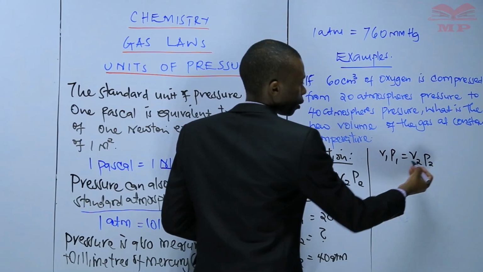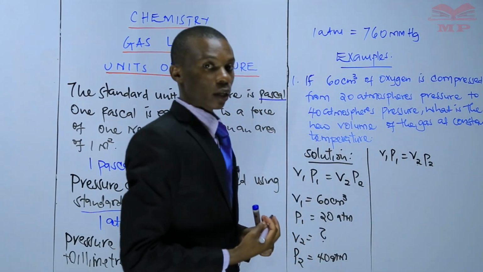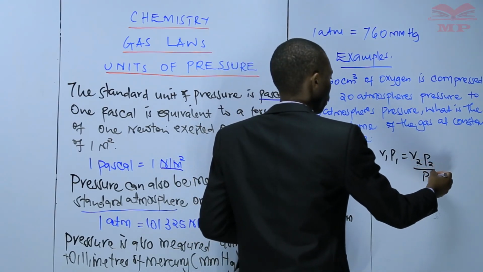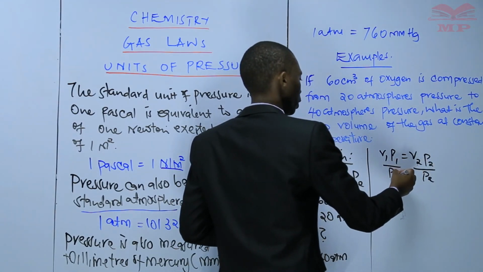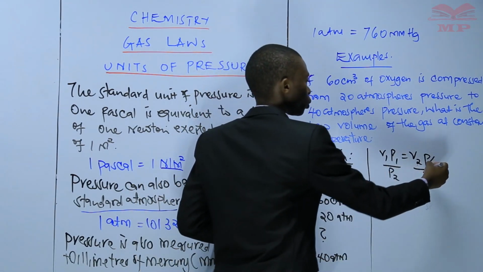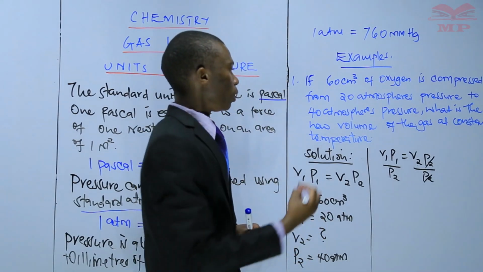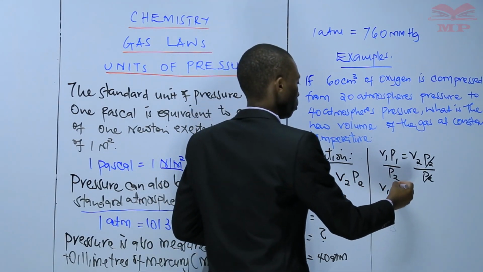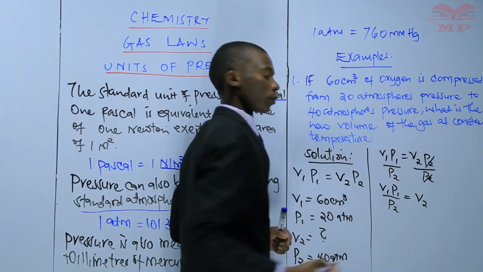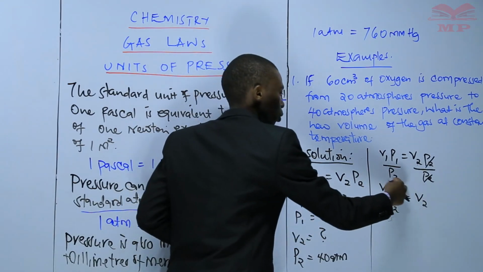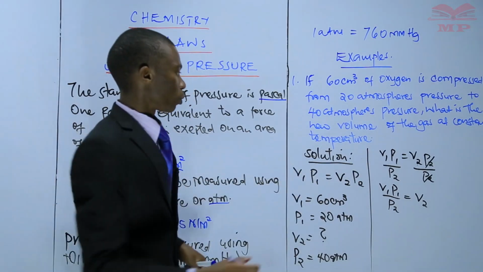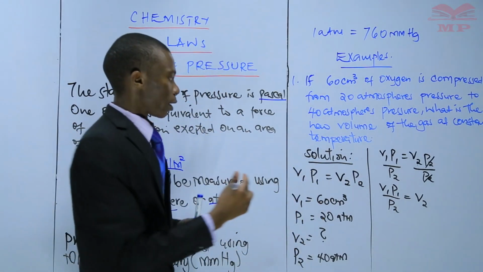We want to make V2 our subject. Therefore, we have to divide both sides by P2. When divided by P2, the P2 will cancel out on the right side, and you'll be left with V1 P1 divided by P2 is equal to V2. And you already have V1, P1, and P2. Therefore, you just need to substitute.